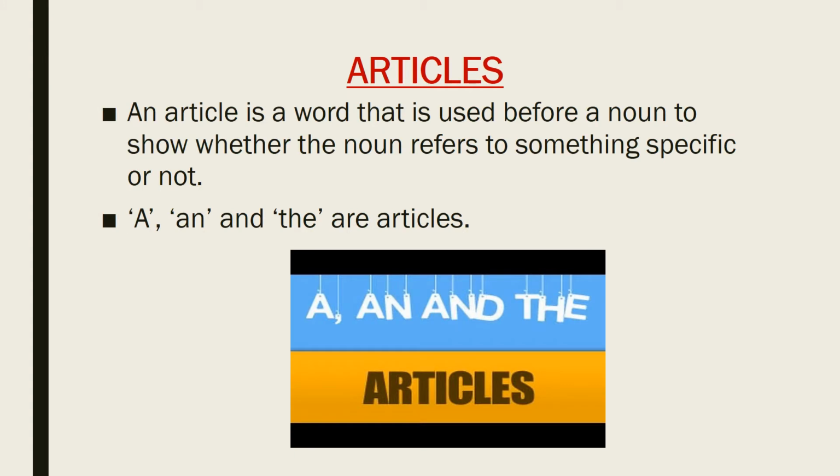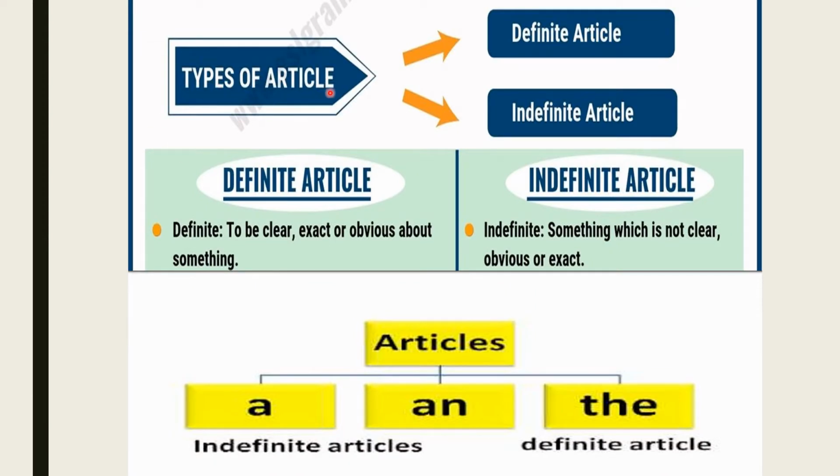Students, an article is a word that is used before a noun to show whether the noun refers to something specific, about which you know, or not, which is common. Articles are three: a, an, and the. Articles are further divided into definite articles and indefinite articles.